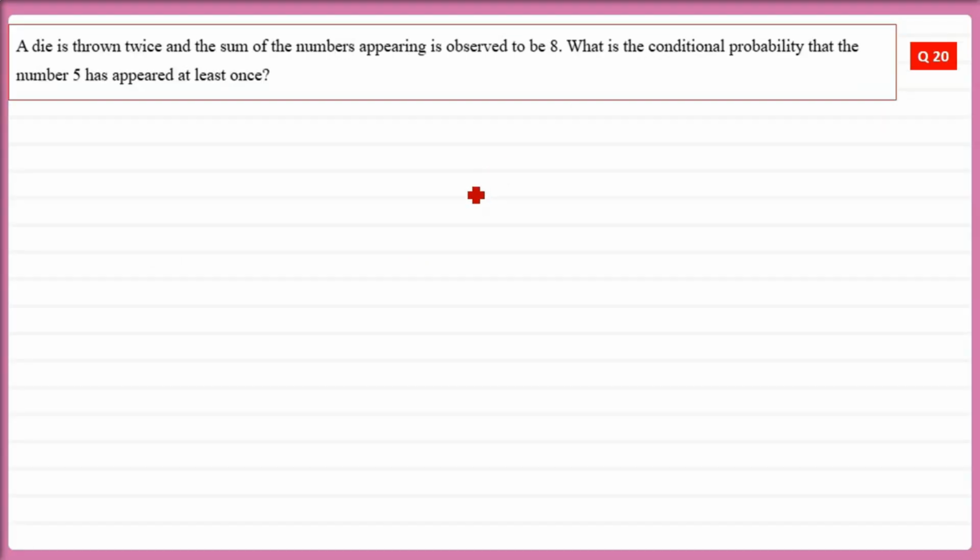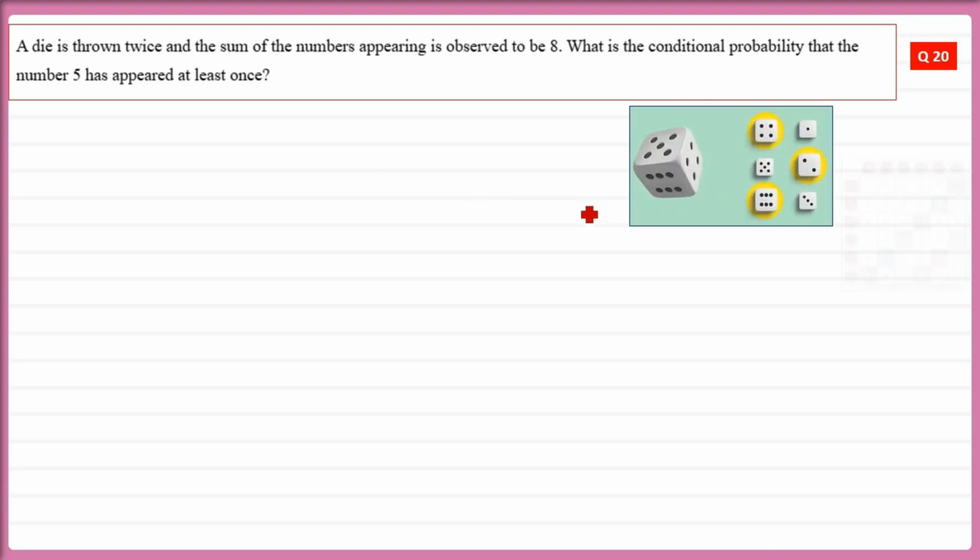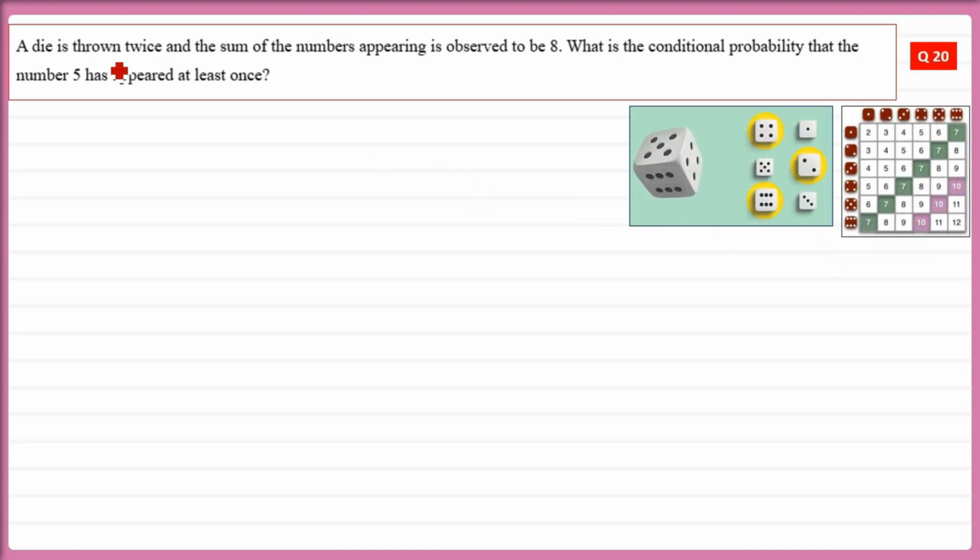A die is thrown twice and sum of the numbers appearing is observed to be 8. So again, same thing we are doing. I hope you are now comfortable with the dice questions. So we have 2 dice, twice they are being thrown, 36 options which can come. What is the conditional probability that the number 5 has appeared at least once?